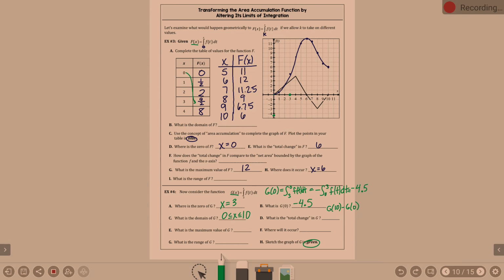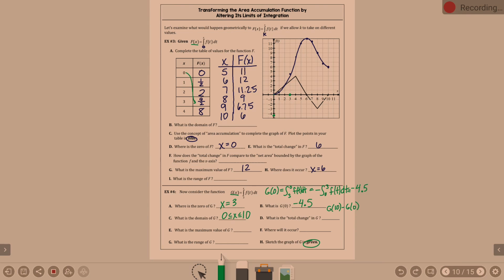Now, we haven't found g of 10. And I don't know if I want to take time to do that or if I want to take us a different way on this. That's where I was kind of debating. Let's pause for a moment. What do you notice here? When we plugged in 0 last time on f, it was 0. When we plugged in 0 here, what did we get?